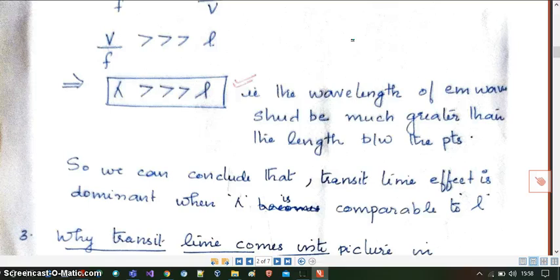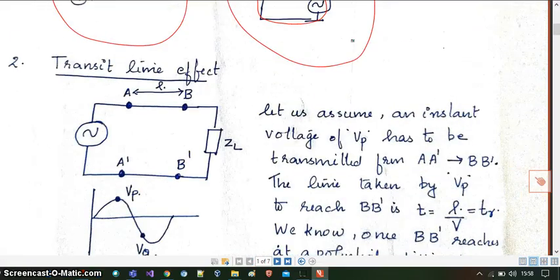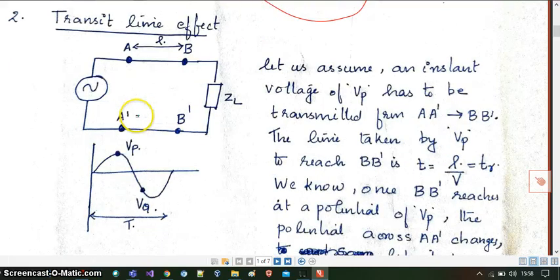Okay, now we can take a simple circuit. This is the generator side and this is the load side. Generator, or otherwise you can call it source. Most commonly we use the term generator instead of source in transmission line. Here I have taken two points, A dash B dash and here AB, which are separated by a distance L, and here I have drawn a sinusoidal wave whose time period is capital T. This wave is generated by the source.